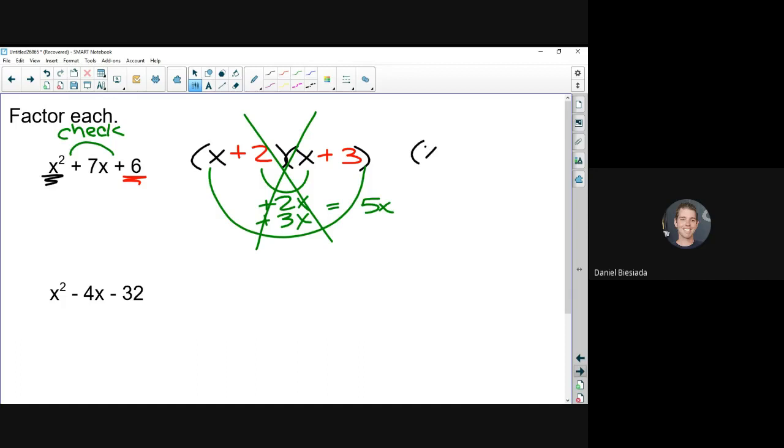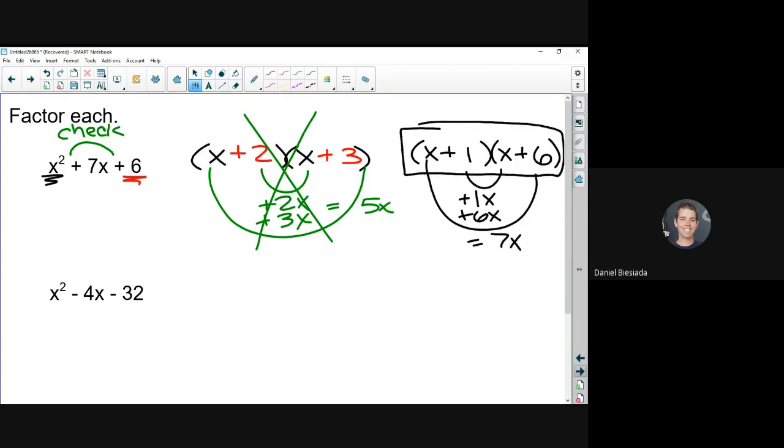Based on that then, the 2 and the 3 were not correct. My other choice was 1 and 6, so I will try that. 1 times 6 is also 6, that's how I got that. And now if I check, I get 1x there. X times 6 gives me 6x, and if I add those together, that does give me the 7x I was going for. My correct factorization is x plus 1 times x plus 6. So it's important that we look both at the first term and the last term, and then also the middle term to do a check.